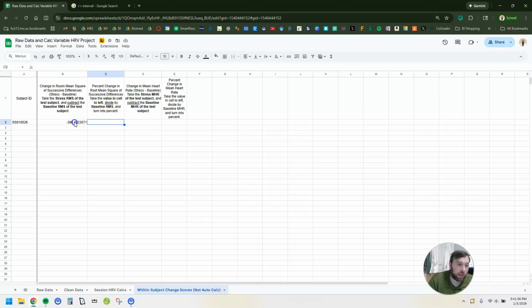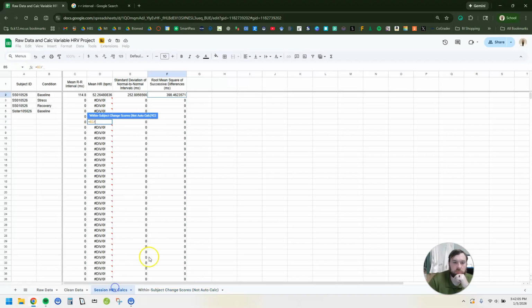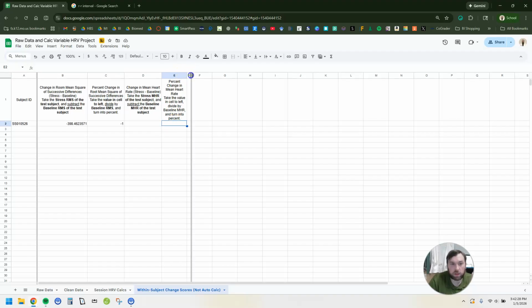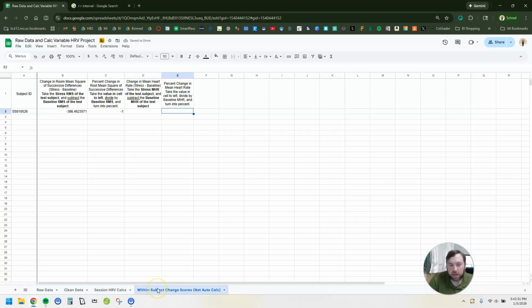Then we take the value to the left here, so equals this, and then divide by that baseline again. What this is doing is it's comparing the baseline information to it so we can get a percent change, how much it percentively changed, whether it changed 90% or 10%. And you do the same thing with the mean heart rate and percent of the mean heart rate. So this last page in this sheet is not an automatic calculation, but it's darn close to it. You just have to pick the data for it to do.